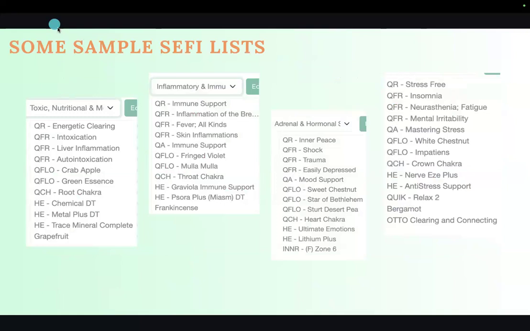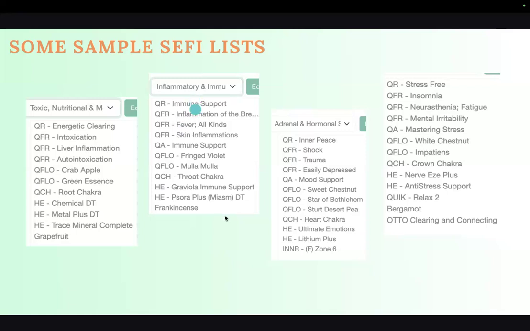So here are a few that I made earlier, girls, for the different, and there might be a boy on here, but I don't think there is. There's no males, but if you're watching the replay. All right, toxic, nutritional, and something else. I can't remember what it was called, but we've got energetic clearing, intoxication, liver inflammation, auto intoxication, crab apple, green essence, root chakra, chemical detox, metal detox. You do have to be careful with your detox frequencies. You do not want to run them overnight, for instance. You might want to only run that for a couple of hours. But then we've got trace mineral complete and grapefruit. Grapefruit is a theme tonight.